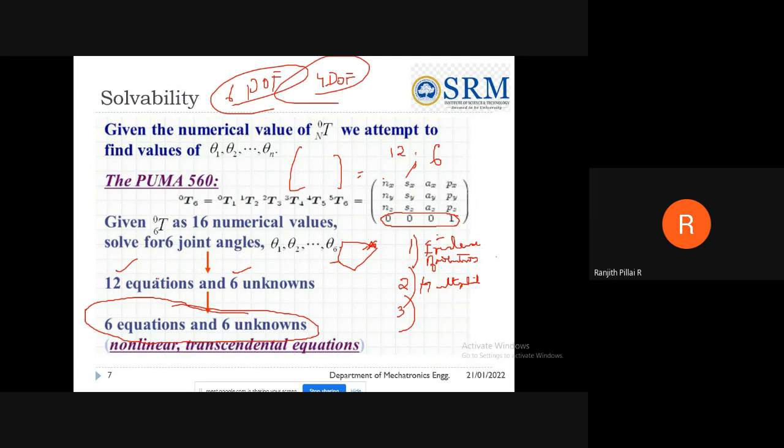I have 12 equations, right? Then how many unknowns do I have? Is it 6? No, I'll have 4 unknowns. Are you able to understand? The unknowns I'm talking about here depend on the degrees of freedom. It is not always 6 unknowns. It can even be 4 or 3, depending on the degrees of freedom of your manipulator.